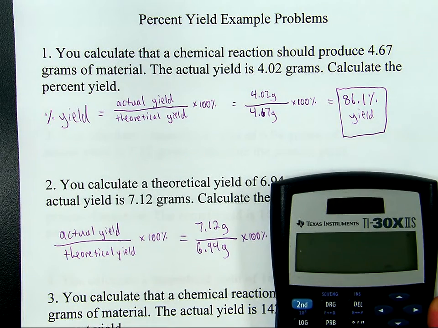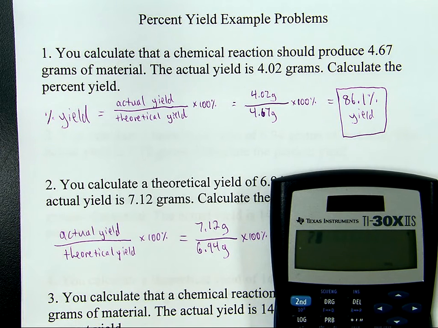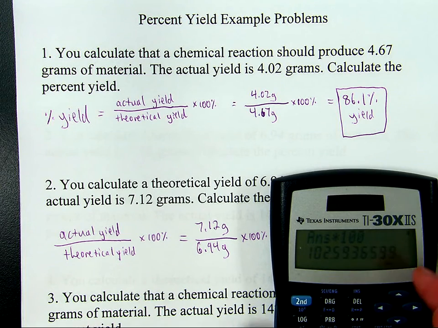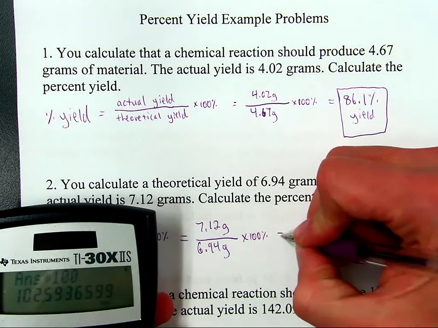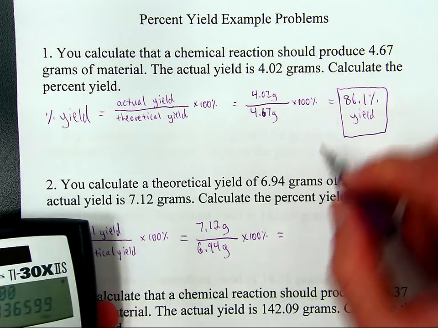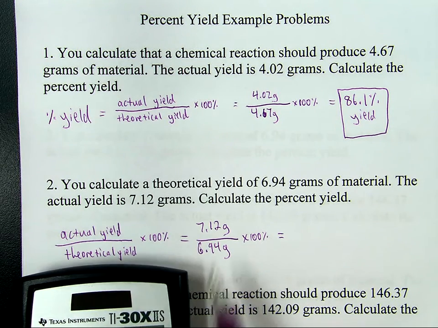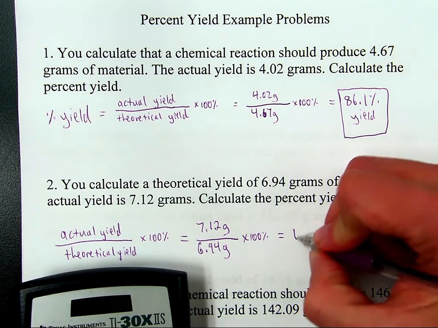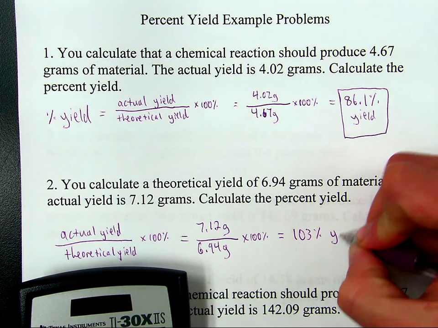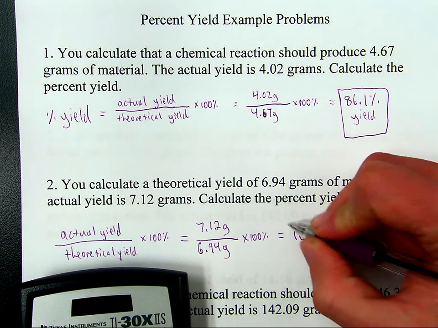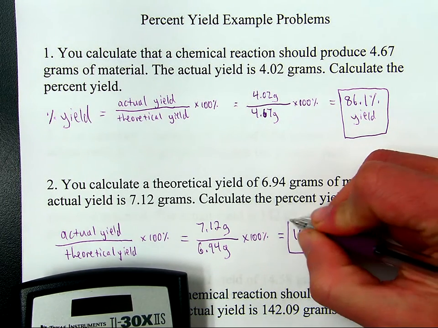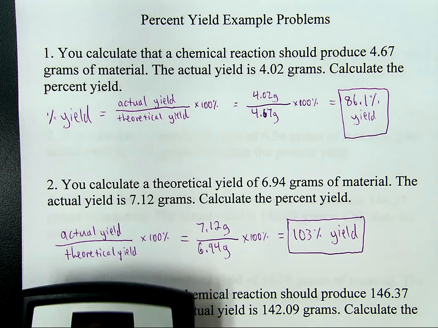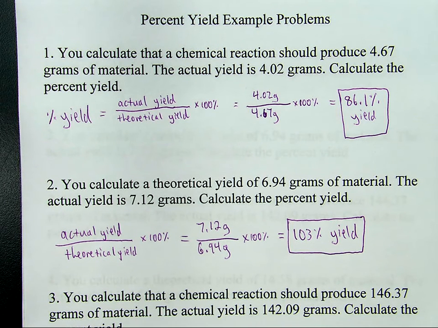Can you see that on the screen? Yeah, that should be visible. So 7.12 divided by 6.94 times 100, and there it is. So we're going to call this 102, well, 3 significant figures, so 103% yield. So there's a nice little quick example of how to do percent yield calculations.